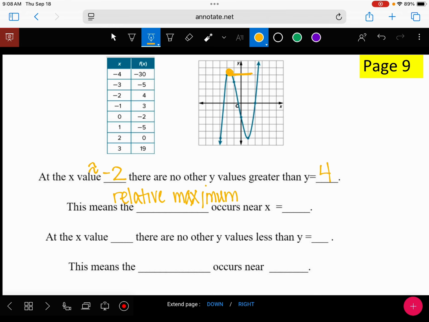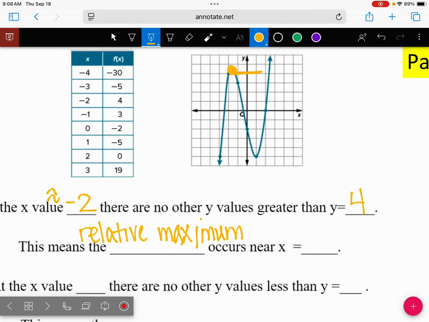So I was looking at the x value of that yellow dot. Right here, it was about, it's really not -2. I'm kind of rounding up. That's why I said approximately -2. Does that make sense? Yeah. So we have a relative maximum at approximately -2, because it's really not -2. It's probably like -1.8 or something.